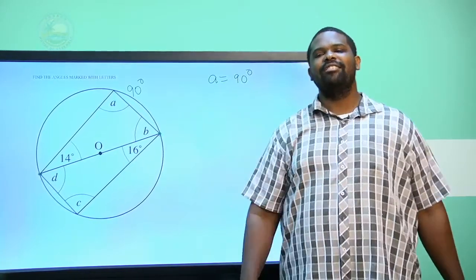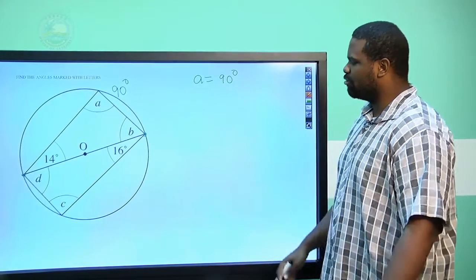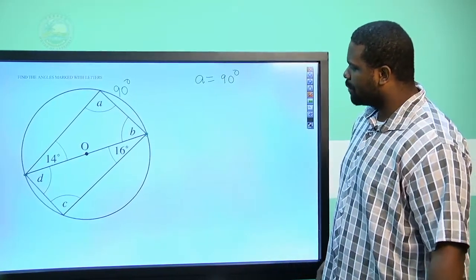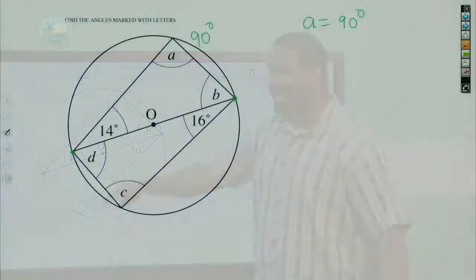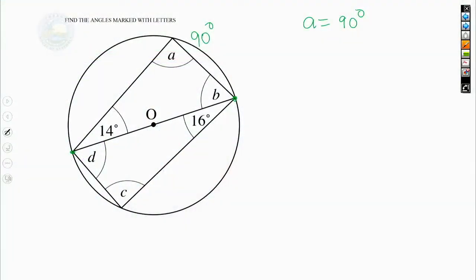Do we see any other right angle there? Well, let's look real hard. What about C? C is also subtended by the diameter, which will mean that this is also 90 degrees. And here, to find B, we have our triangle.